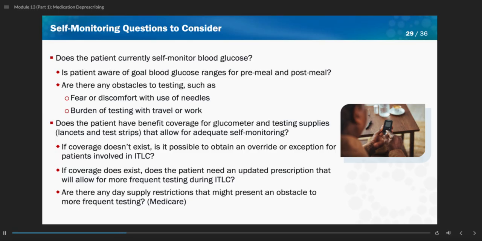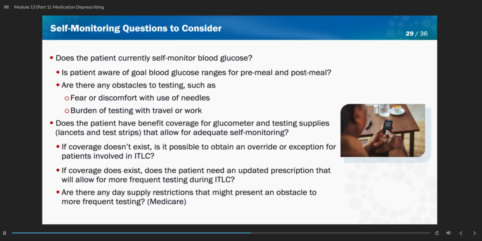Are there any obstacles to testing? Do they have a fear or discomfort with use of needles? Does the burden of testing with travel or work, or knowing that other people might know what they're doing when they're testing and that they have diabetes, prevent them from self-monitoring? Sometimes it's just that the patient doesn't know the importance of self-monitoring and how this could really help to keep them safe, but also could really help the patient understand a lot about lifestyle medicine treatments and the impact those have.